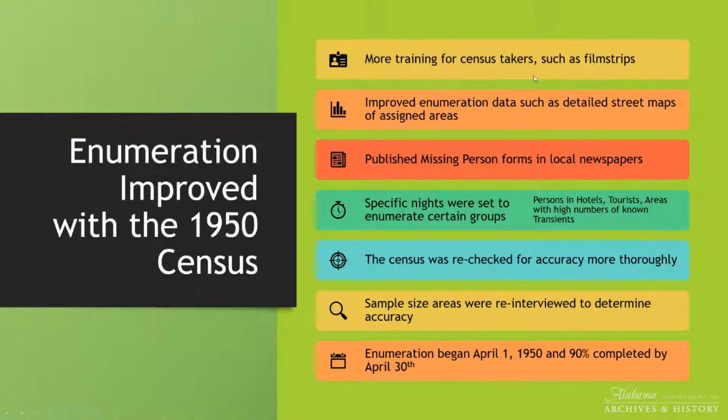This census was rechecked for accuracy more thoroughly than in past years, and sample size areas were re-interviewed to determine their accuracy. Enumeration began April 1st, 1950, and it was 90% completed by April 30th. And I think they actually ended up completing it fully in like June or July, maybe.